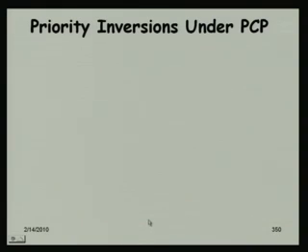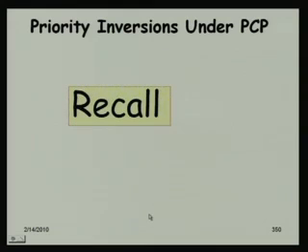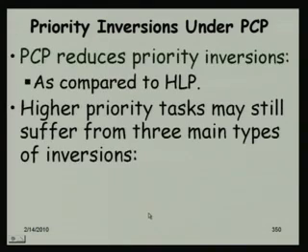So towards the end of last class, we were discussing priority inversions under the priority ceiling protocol, the different types of inversions that can occur. If you recall, we discussed that the priority ceiling protocol reduces the total duration of inversions. The highest locker protocol, we had remarked, is not used because there are too many inversions in it and tasks can miss their deadlines.